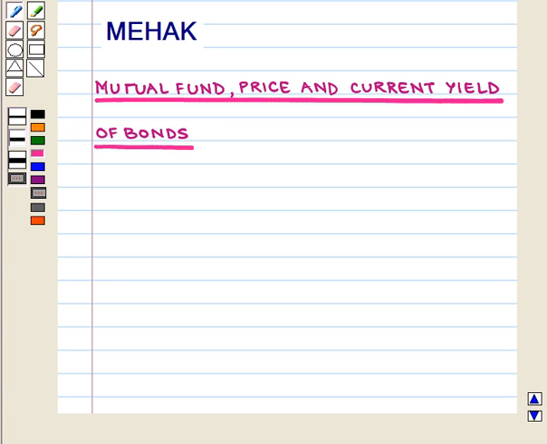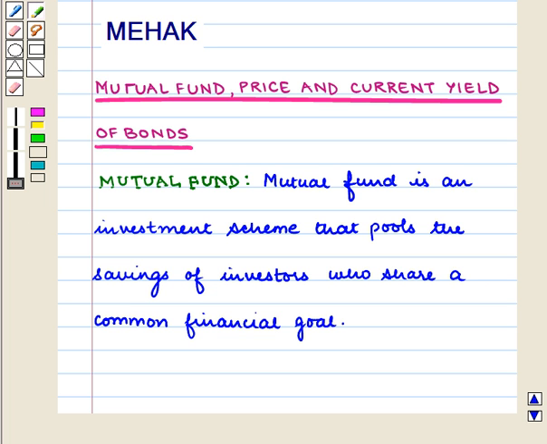In this session, we will discuss the meaning of mutual fund and learn to calculate price and current yield of bonds. Let us start with the definition of mutual fund. Mutual fund is an investment scheme that pools savings of investors who share a common financial goal.